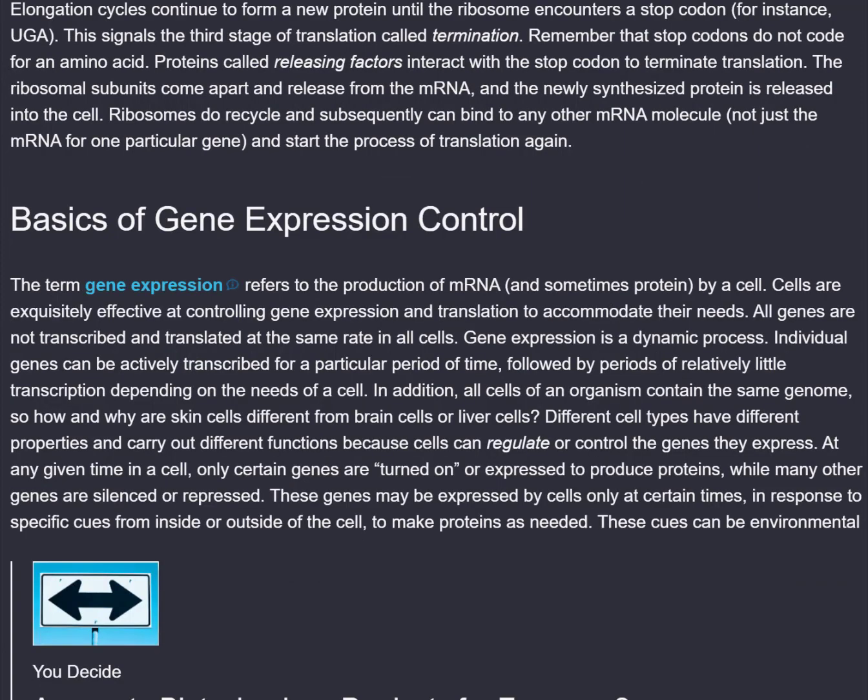Elongation cycles continue to form a new protein until the ribosome encounters a stop codon, for instance, UGA. This signals the third stage of translation called termination. Remember that stop codons do not code for an amino acid. Proteins called releasing factors interact with the stop codon to terminate translation. The ribosomal subunits come apart and release from the mRNA, and the newly synthesized protein is released into the cell. Ribosomes do recycle and subsequently can bind to any other mRNA molecule, not just the mRNA for one particular gene, and start the process of translation again.